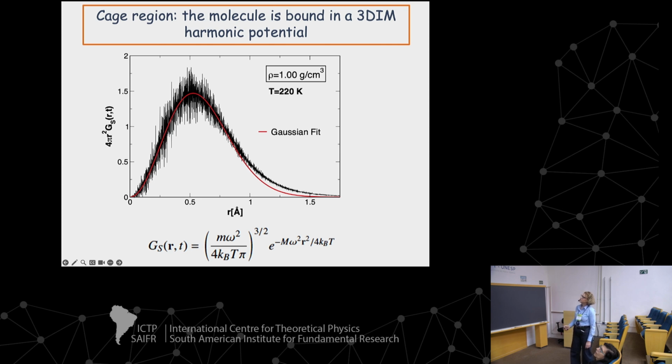We can also fit the cage. Do you remember the Gaussianity of the G self? If we do a Gaussian fit, we can get the cage region because the molecule is bound in a three-dimensional harmonic potential. Do you remember we already used the Debye-Waller factor or Lamb-Mössbauer factor, which is the same thing. It's bound in a harmonic potential. You can get it also from here, from the G self. It's another way of getting it, okay?